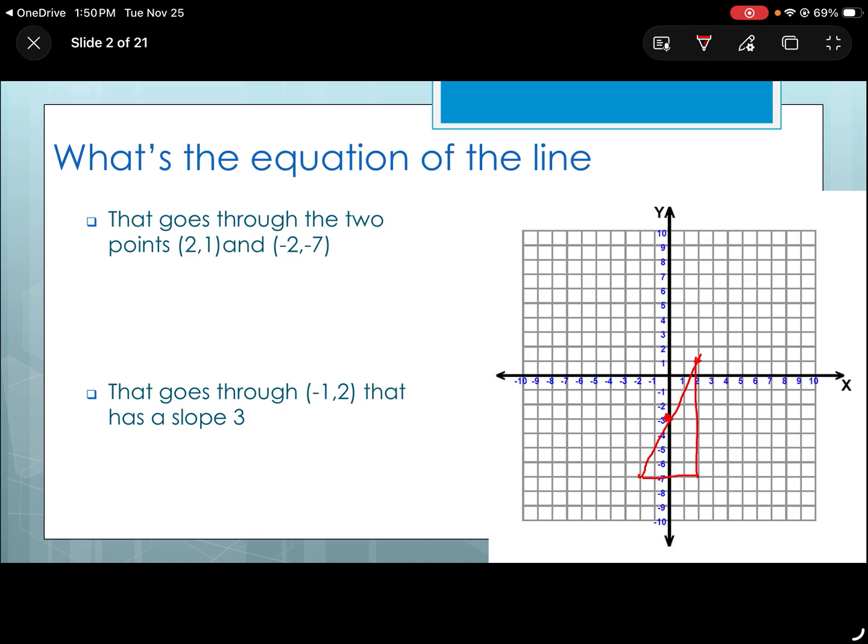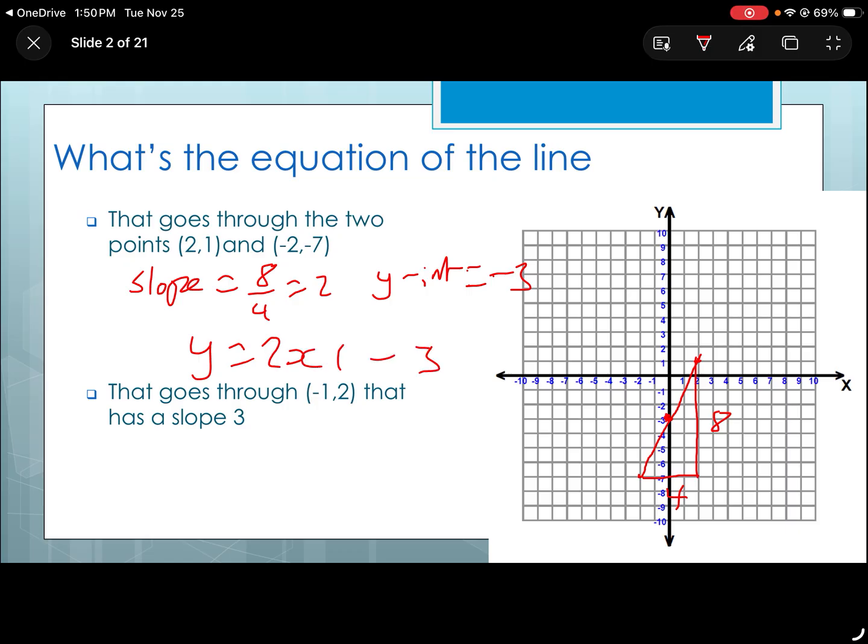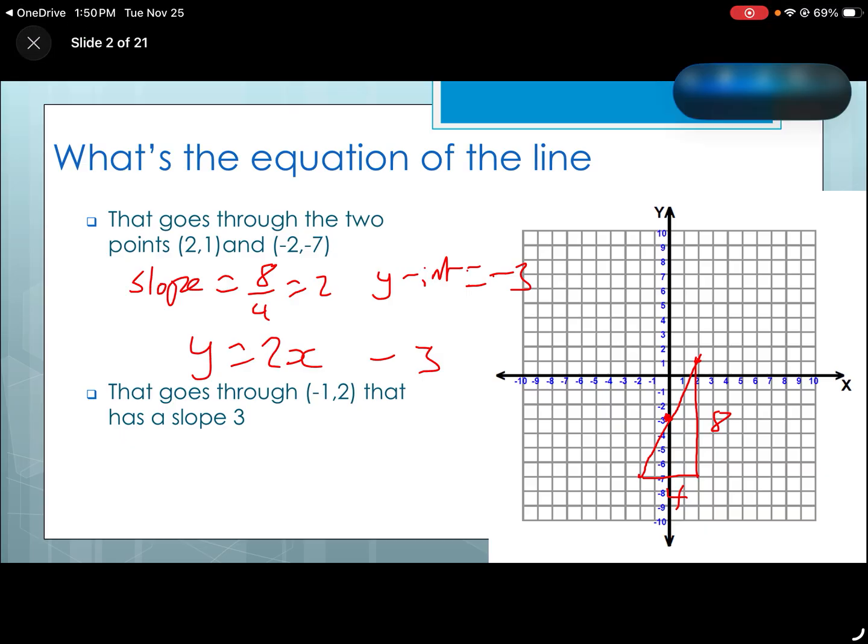So it goes from -7 to 1, that's 8. It goes from -2 to 2, that's 4. So my slope is rise over run, 8 divided by 4, which is 2. And my y-intercept is -3. So the equation of my line is y equals 2x, I was going to say plus 3 there, it's -3. Let's just get rid of that random line there, because I don't want that. So y equals 2x minus 3. If you got that, well done.